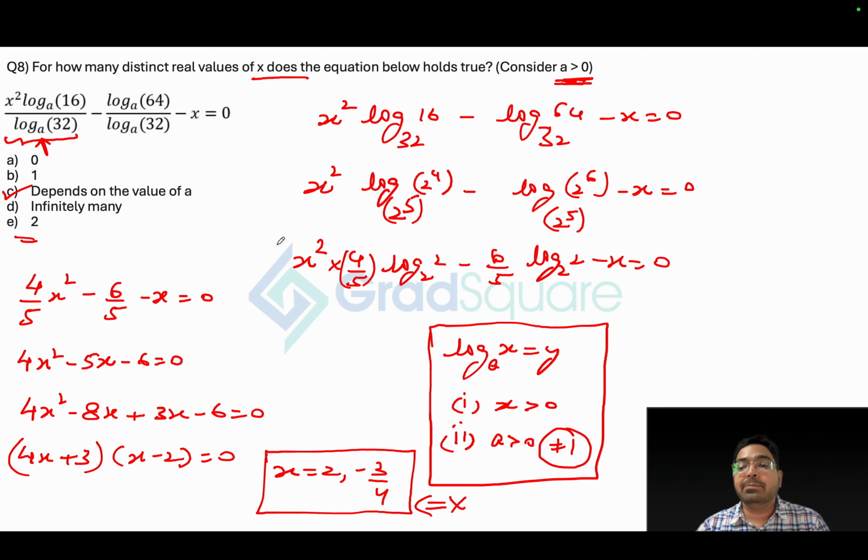So option C should be the answer, and this is precisely what I was saying at the beginning of this video, that if you remember this identity, then without even solving this entire question, you would be able to answer this. And this is not even an identity, this is the basic definition of log that one must remember. So option C, depends on the value of a, should be the answer for this question.